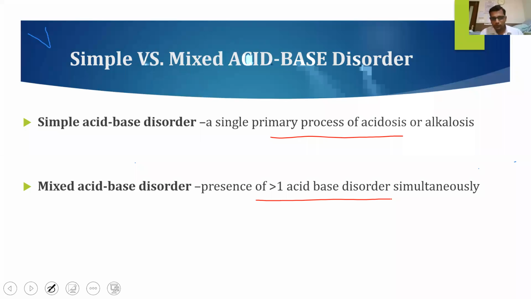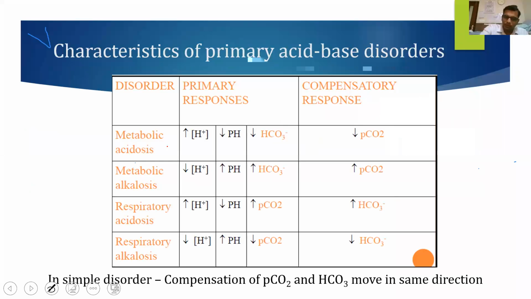So what are the characteristics of primary acid-base disorders? Just to summarize again, in a metabolic acidosis, we know that there is a decrease in pH and the primary culprit will be decrease in bicarbonate. So the obvious compensation will be to try to decrease the CO2. This is what traditionally all of us would have heard: the compensation happens in the same direction. So when bicarbonate decreases, what does the body try to do? It tries to decrease the CO2 so that the pH gets normalized.